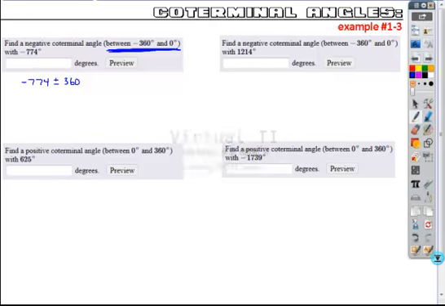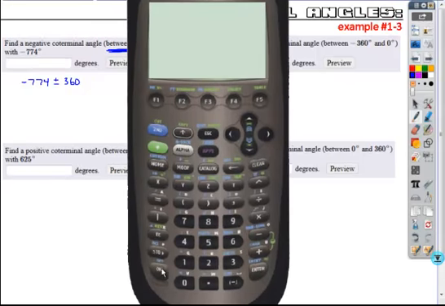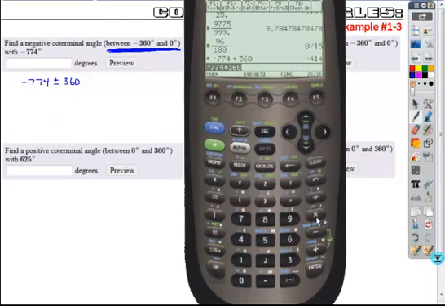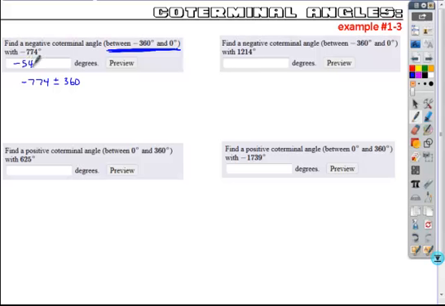The easiest way to do this is just to use your calculator. Start with negative 774. Now, am I going to have to add multiples of 360 or subtract them? Add. So if I start adding 360, I see it's still not in between the values, so I'm going to add another 360. Negative 54. Does that fall within the conditions it asks? Yeah, and so there is my answer.